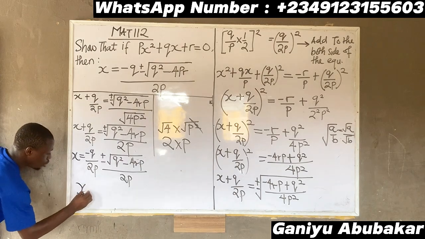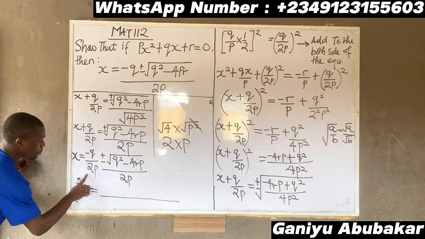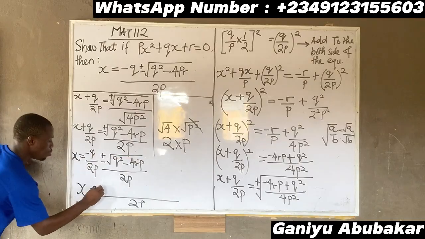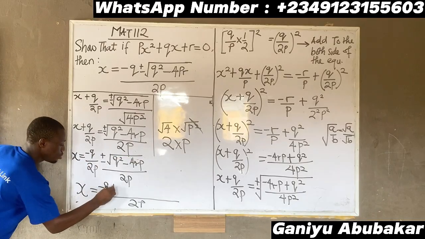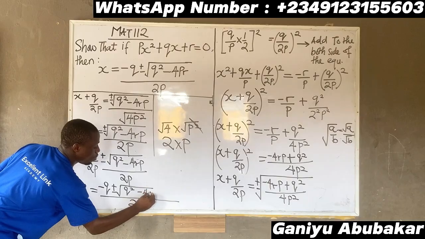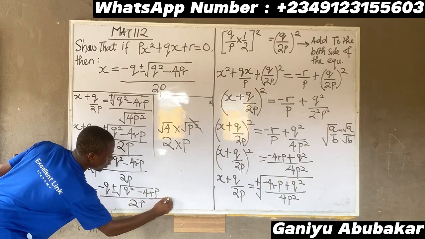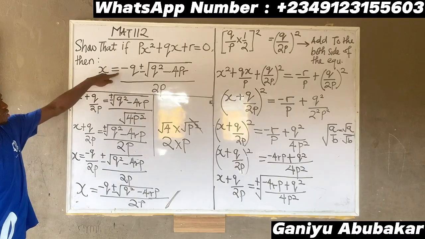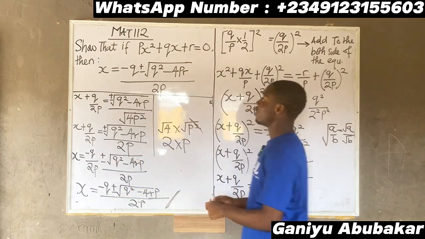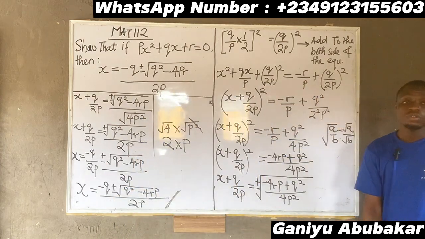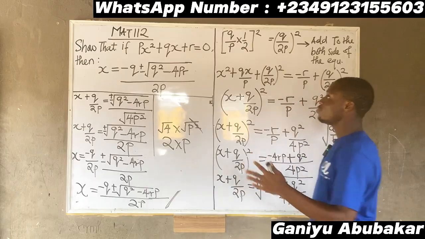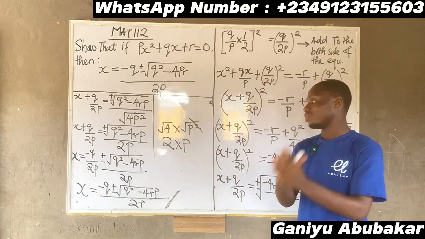They are the same denominator. Just pick out one, that's 2p, and repeat what you have in the numerator. That gives you x equal to minus q plus or minus root q squared minus 4rp, all over 2p. If you check this answer, it's similar to what we are having here. As you can see, we have derived this expression. This is how you derive it. Just copy down and let's move on. This is how you prove this question.